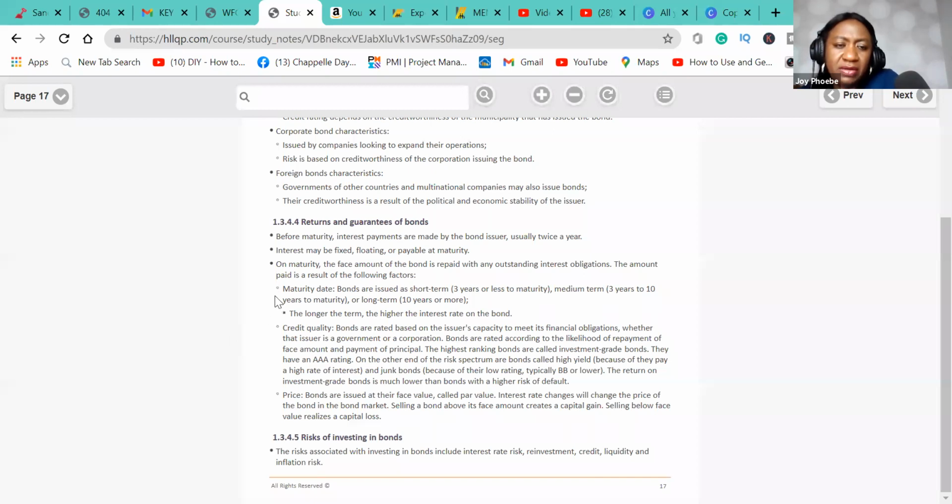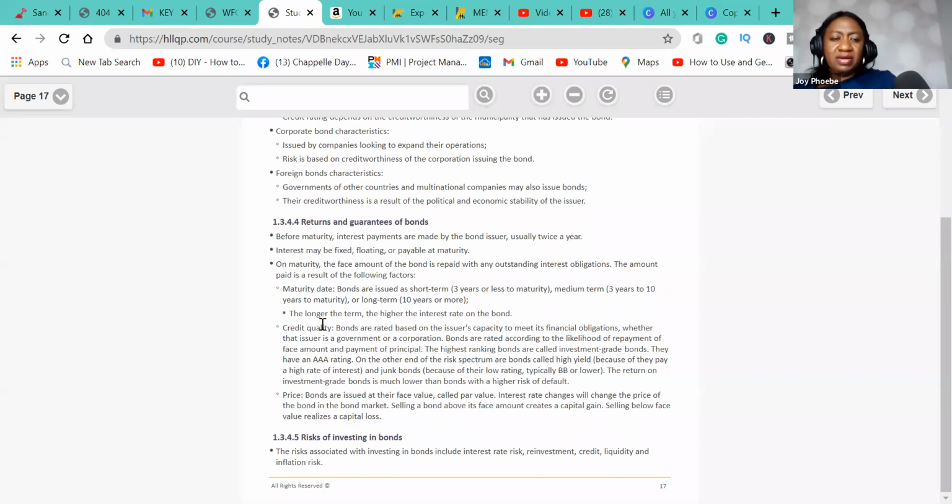And then also, on maturity, the face amount of the bond is repaid back to the investor, along with any outstanding interest or obligations. And then maturity date: bonds are issued at short term, 3 years or less maturity. Medium term is usually 3 to 10 years maturity, and then long term is usually 10 years or more.